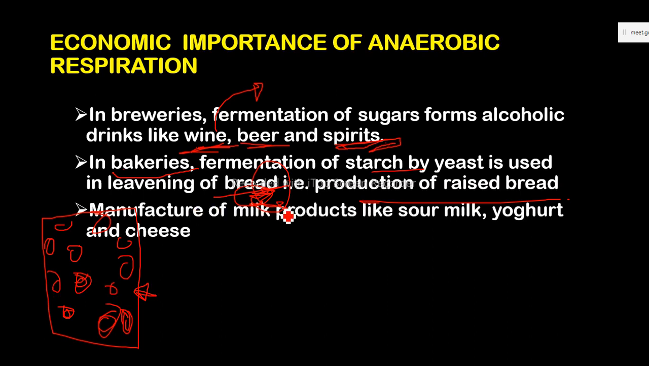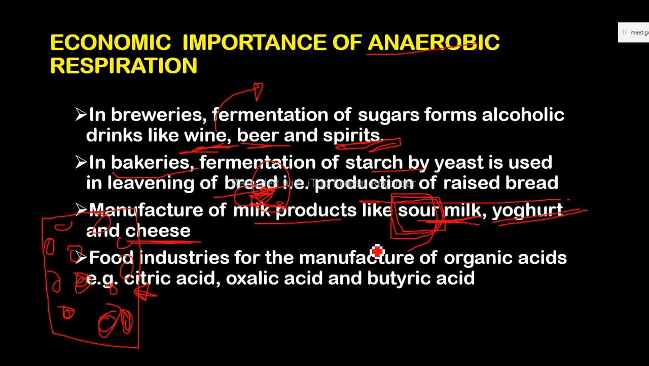Then manufacture of milk products, such as sour milk. I don't know how that one tastes, but automatically it is sour. So, because of this word, me I hate sour things, so I can't take it. Yogurt. I hope you guys here take yogurt. And cheese. I hope you guys here take cheese. And all these ones are products of anaerobic respiration.